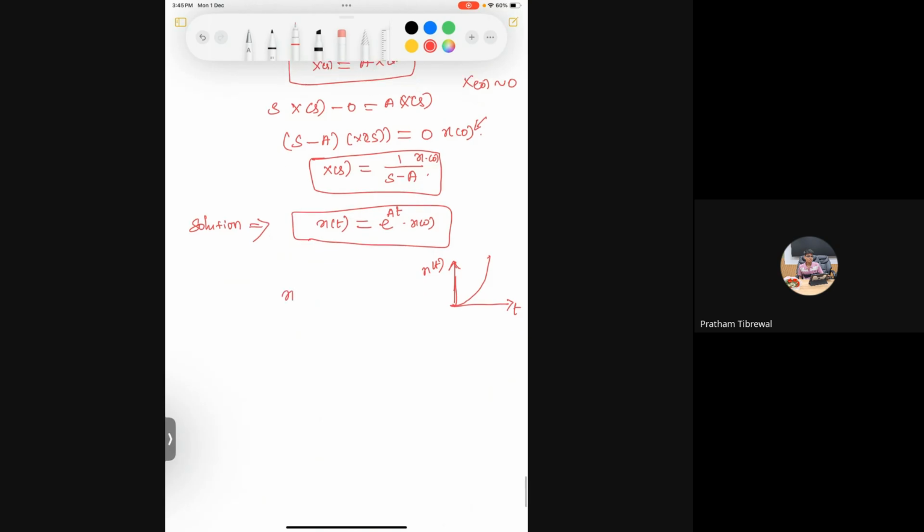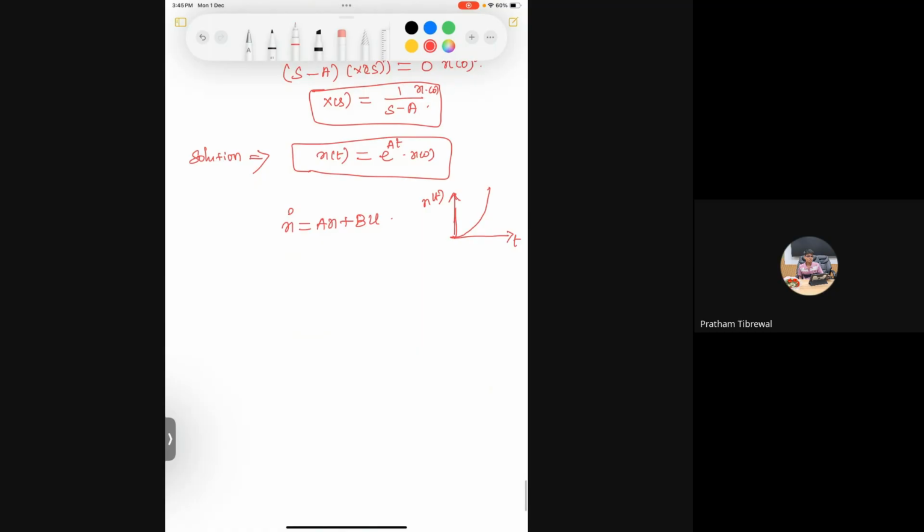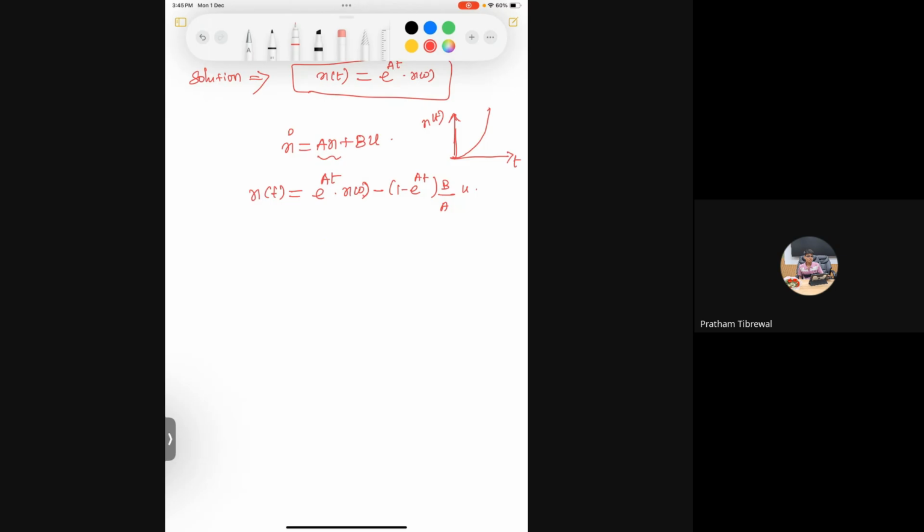Similarly, if my u is not equal to 0, it will be bu. If I take it as it is, then the solution for the first term ax will be e power at x naught. If you do the same thing for this, you will have something like this. It won't be negative here. You will have something like 1 minus e power at, b by a into u. So this will be the solution for this equation.